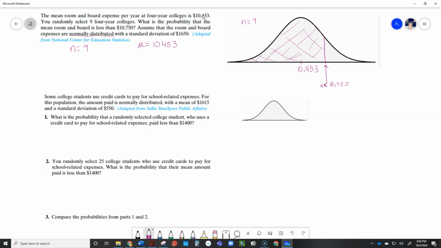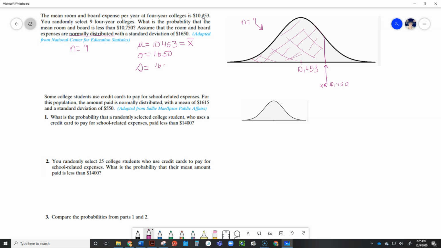So they're talking about the population, it is normally distributed with a standard deviation. And that's still talking about the population. So this is very important information, okay? This picture we're drawing is for the sample size of 9. So the mean of the population is going to equal the mean of the sample. That's what the central limit theorem tells us. So those two numbers are the same, but we're going to need to calculate the standard deviation for the sample.